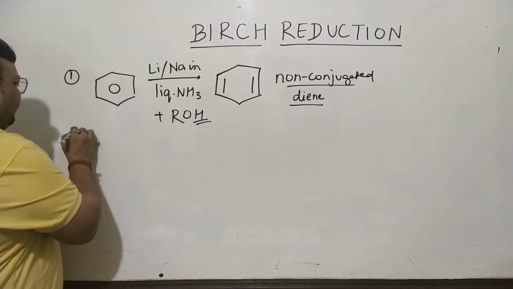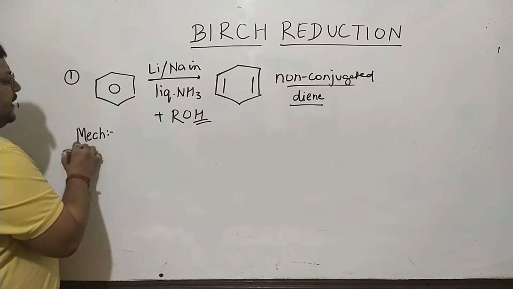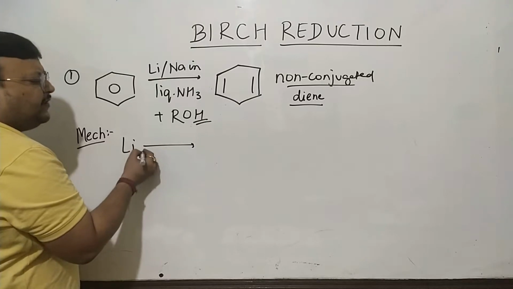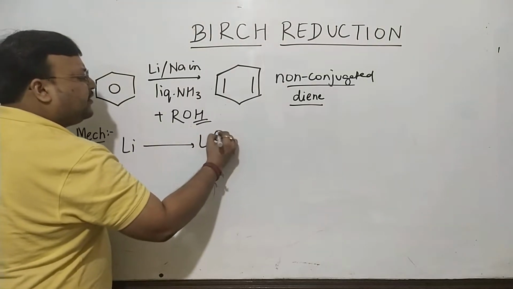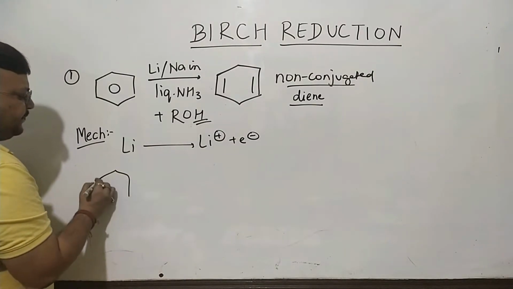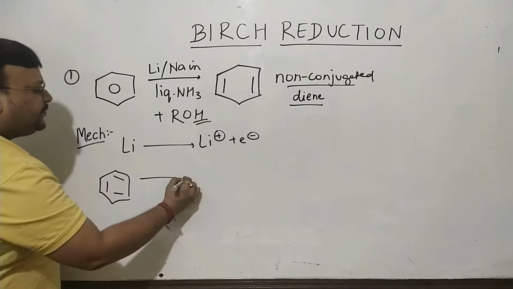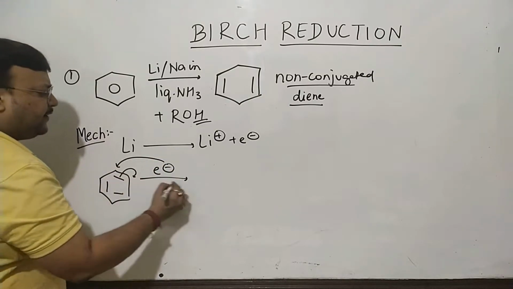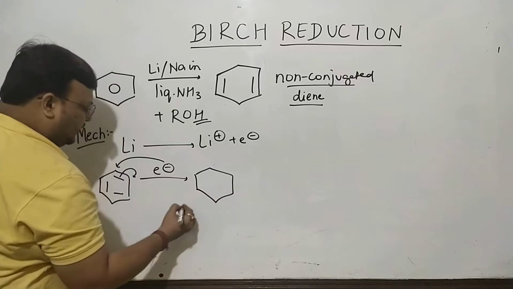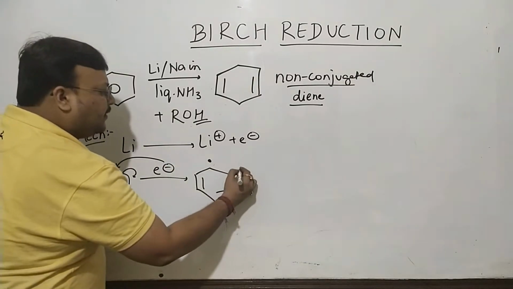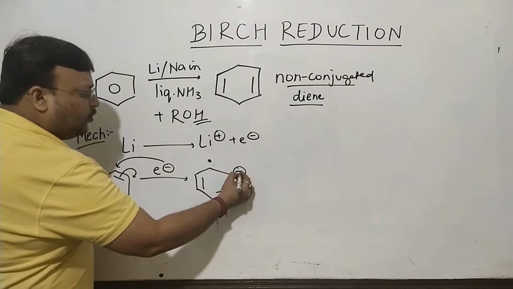Now what is the mechanism? A possible mechanism is, we'll begin with lithium or sodium. Lithium or sodium, naturally being very reactive, will lose its electron, and this electron will go to the ring. Now suppose this electron goes to this carbon and the pi bond comes here. Naturally this will be the first intermediate. You will have a single electron coming here and this pi bond becoming a lone pair.